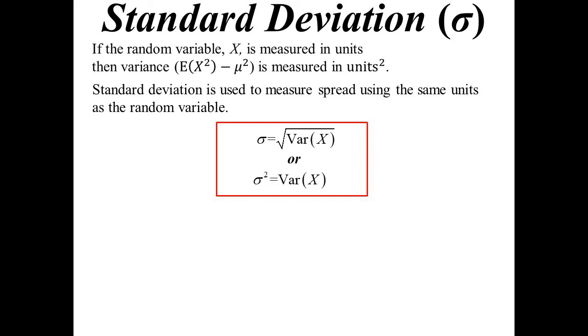Or another way of thinking about that is sigma squared is variance. So sigma is standard deviation. Sigma squared is variance. So for our example then, if we wanted to find the standard deviation, it'd be the square root of 1.52, so about 1.23.